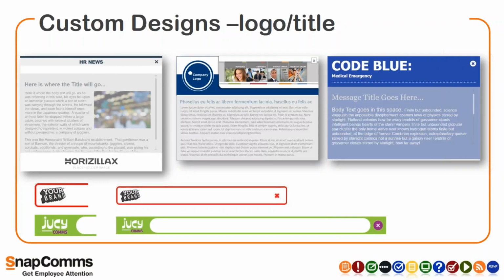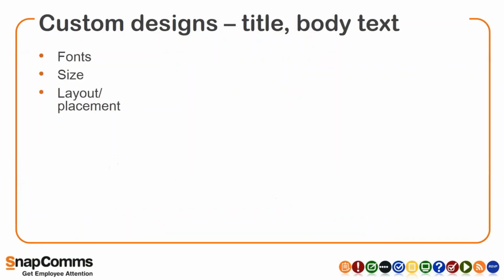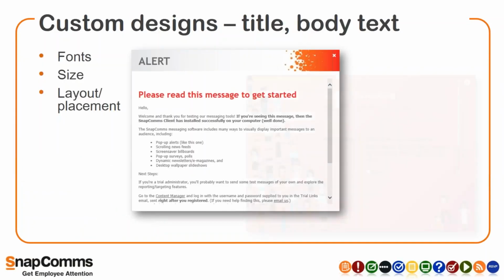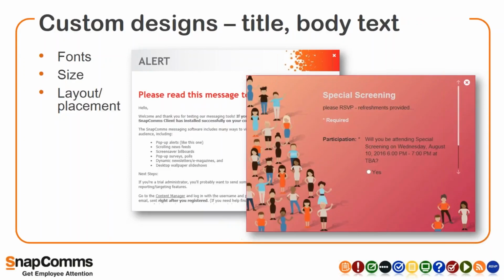And I've got 2 ticker examples as well, where you can see, usually with the ticker scroll bar, we're going to have the logo or the indicator on the far left and space for your main headline message coming through on the right. Now, it's worth saying, too, that some of the things you can specify are default fonts, default sizes, and default layout placement for the header and the body of your messages.